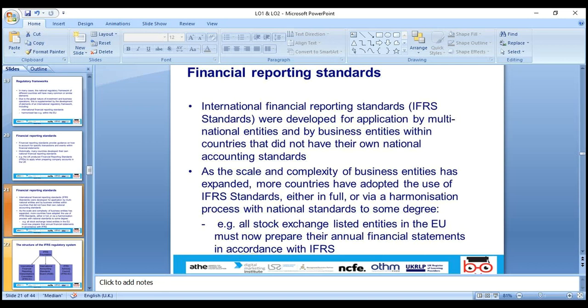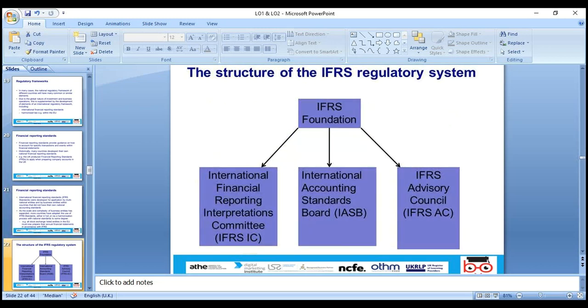More countries adopt and use IFRS, either in full or via harmonized processes with the national standard. Stock exchange listed companies in the EU must now prepare their annual financial statements in accordance with IFRS, the International Financial Reporting Standards. So, the structure of the international financial reporting system, or regulatory framework: how does the system work?